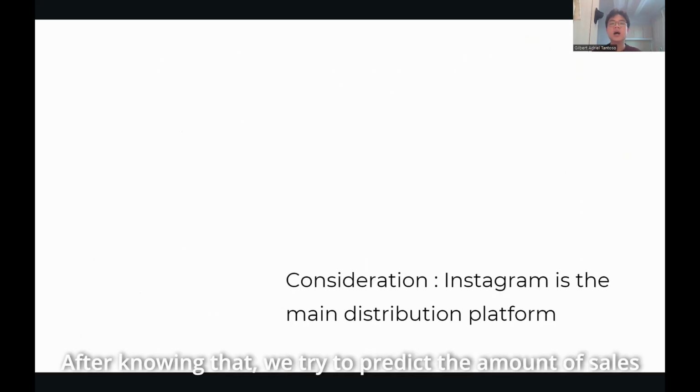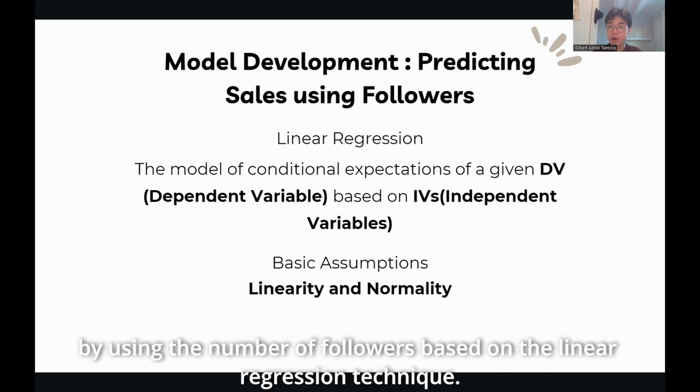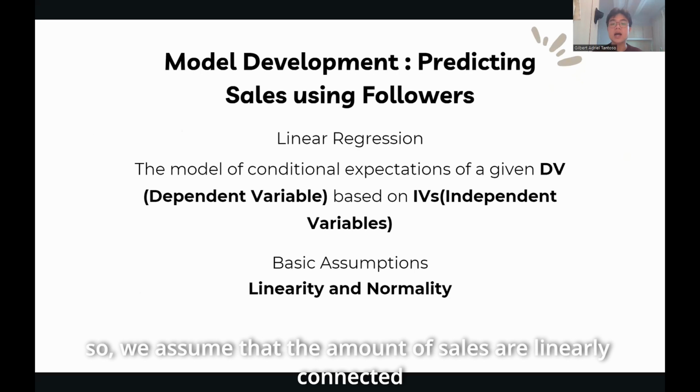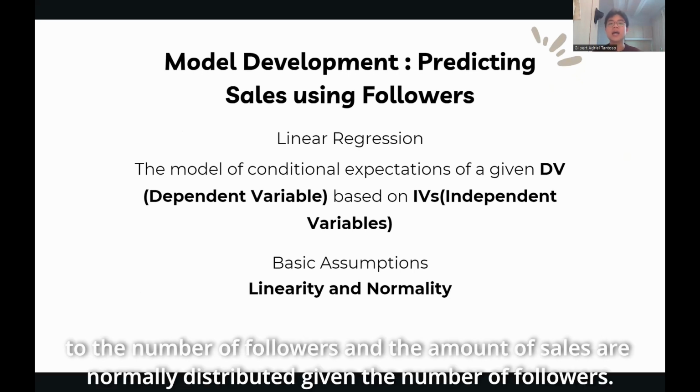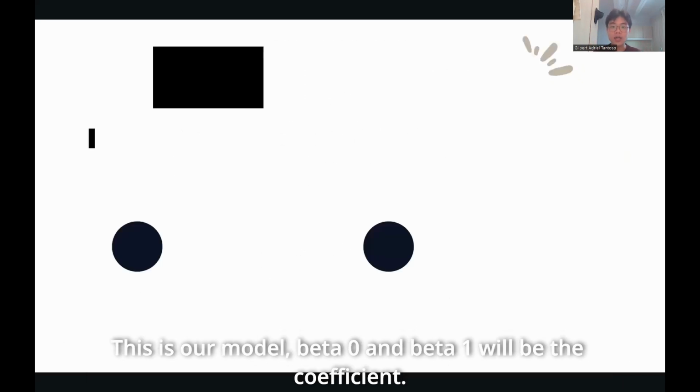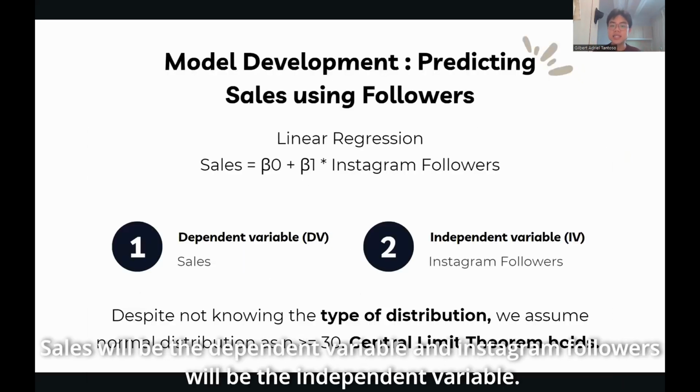After knowing that, we try to predict the amount of sales by using the number of followers. So we will be using the linear regression technique. We assume that the number of sales is linearly connected to the number of followers, and sales are normally distributed given the number of followers. And then this is our model. Beta 0 and beta 1 will be the coefficients. Sales will be the dependent variable, and the independent variable will be Instagram followers.